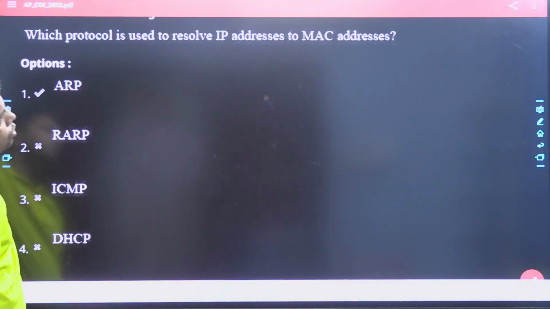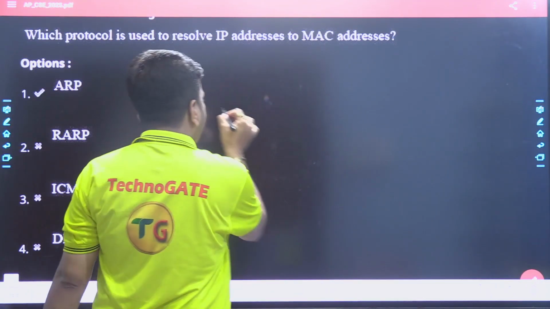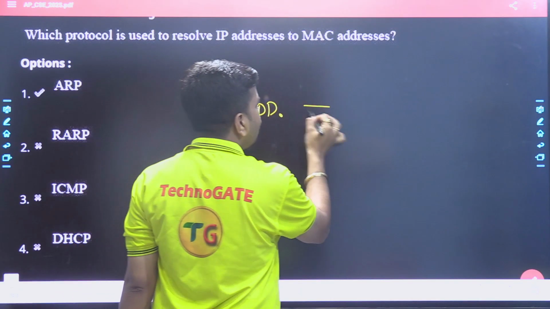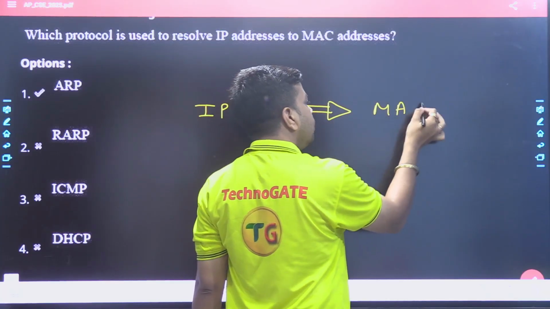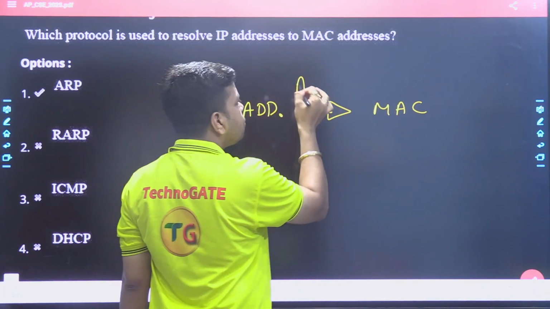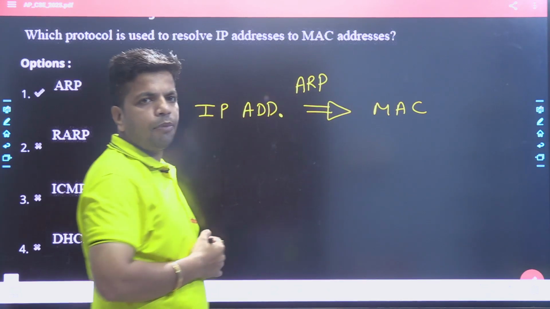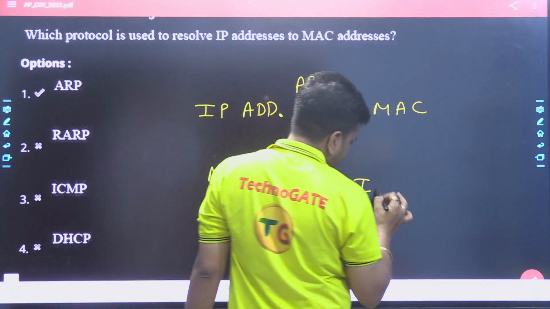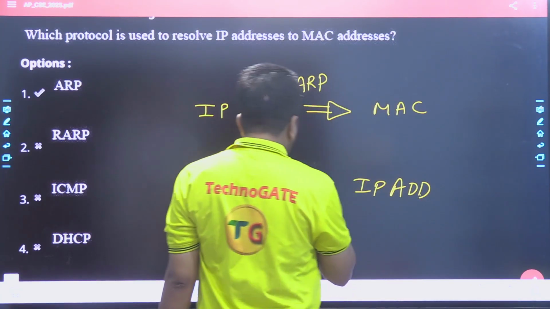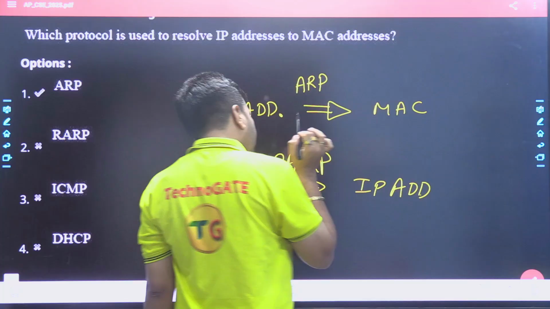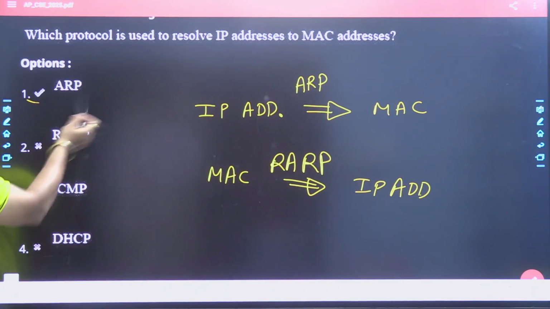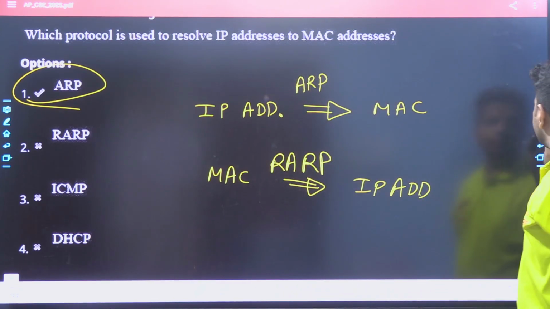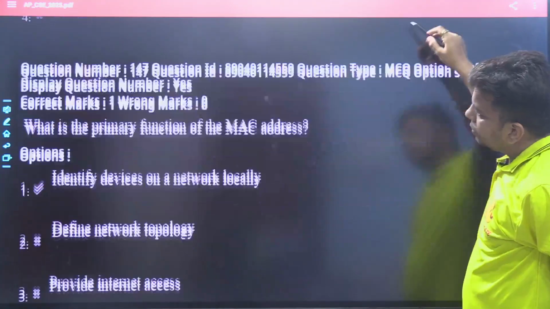Which protocol is used to resolve IP address to MAC address? IP address means Internet Protocol address or logical address. If we want to convert a logical address to a physical address, MAC address is what? Physical address. So for IP to MAC conversion, we are using ARP protocol, Address Resolution Protocol. And if you want to convert MAC address to IP address, then for that we are using RARP, Reverse Address Resolution Protocol. So here you can go with the first answer, ARP. Let's move to the next one.